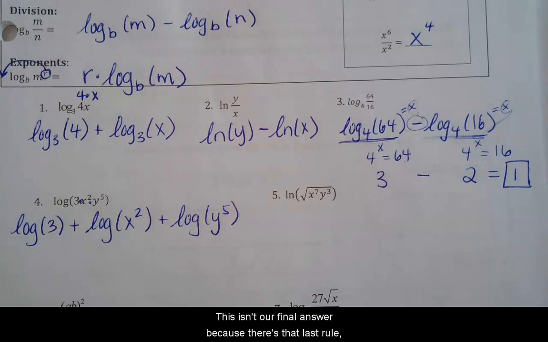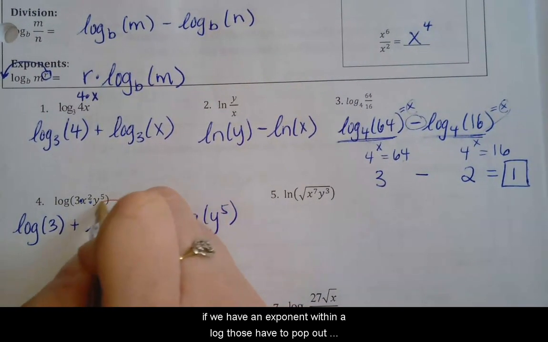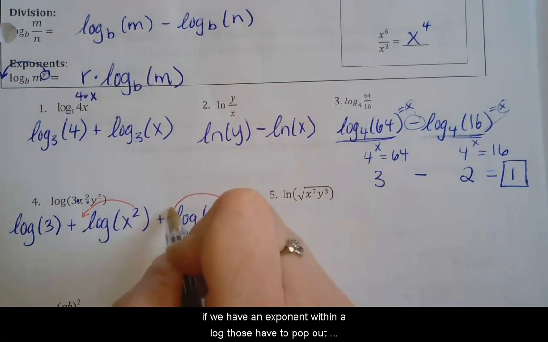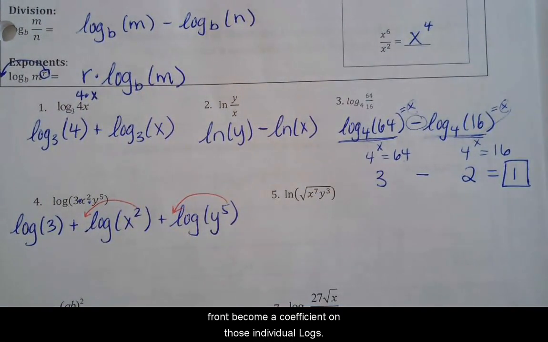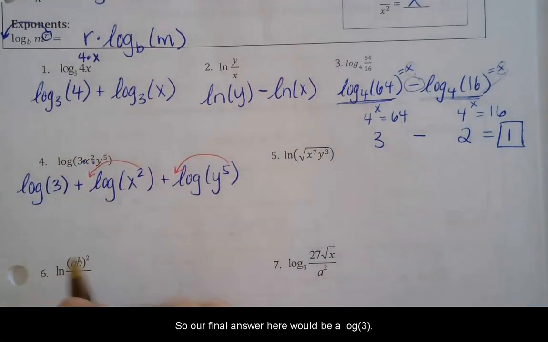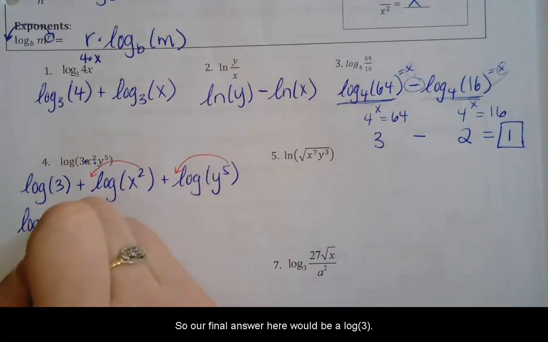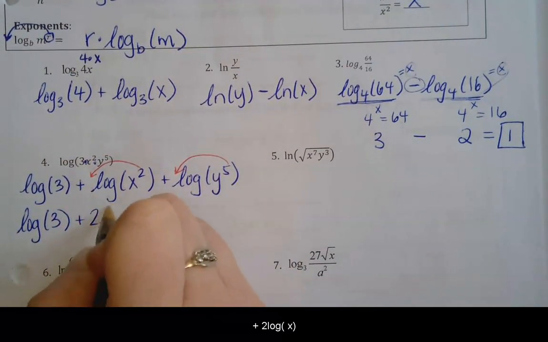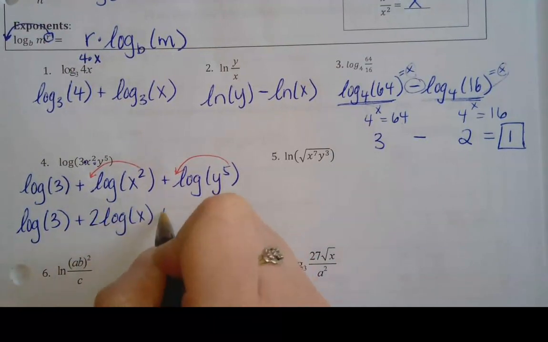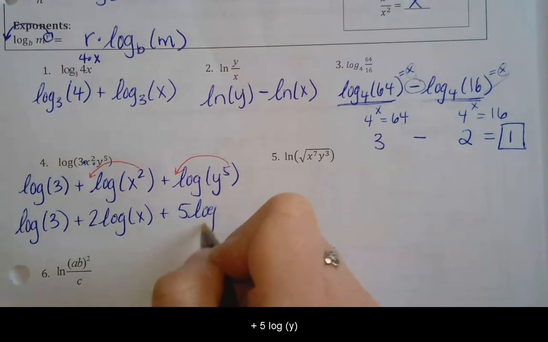Now, this isn't our final answer because there's that last rule where if we have an exponent within a log, those have to pop out front and become a coefficient on those individual logs. So our final answer here would be log of 3 plus 2 log of x plus 5 log of y.